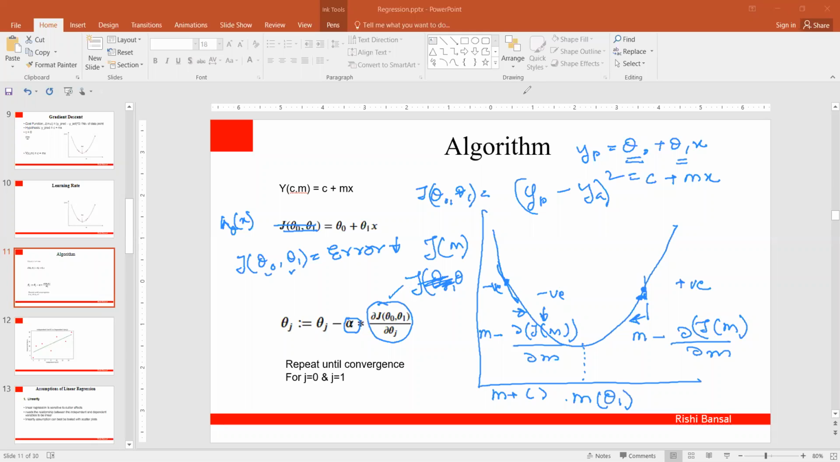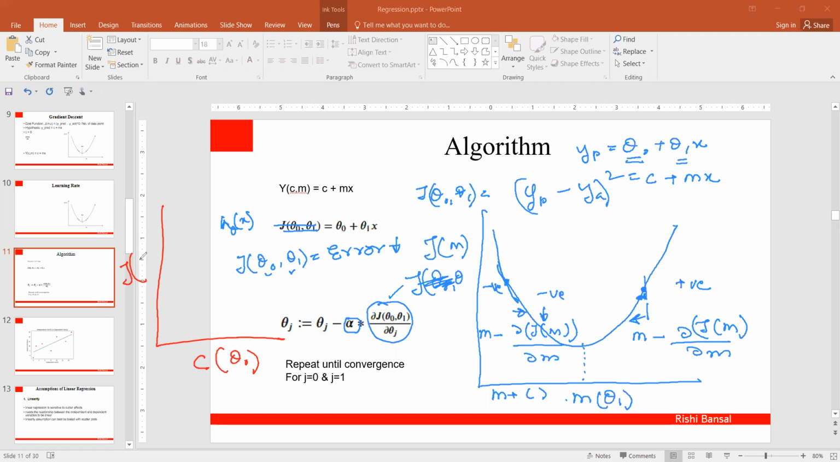Rishiji, we do the partial derivative only with respect to m, right? What about b? Actually, b will also tend to change, right? Theta 0, I mean to say, in y equals mx plus c we took m as an example. What about c then? The same thing happens there also. You take another graph, with respect to c, that is theta 0.